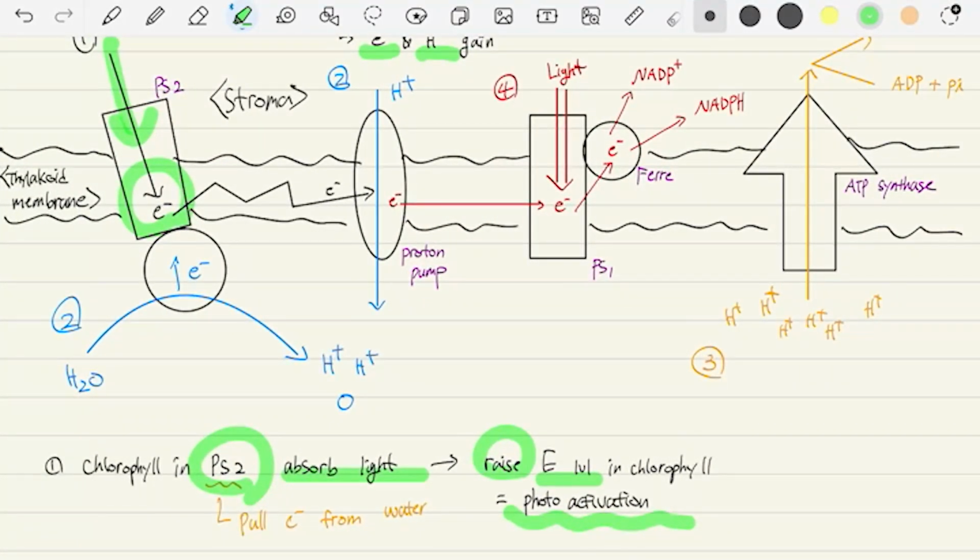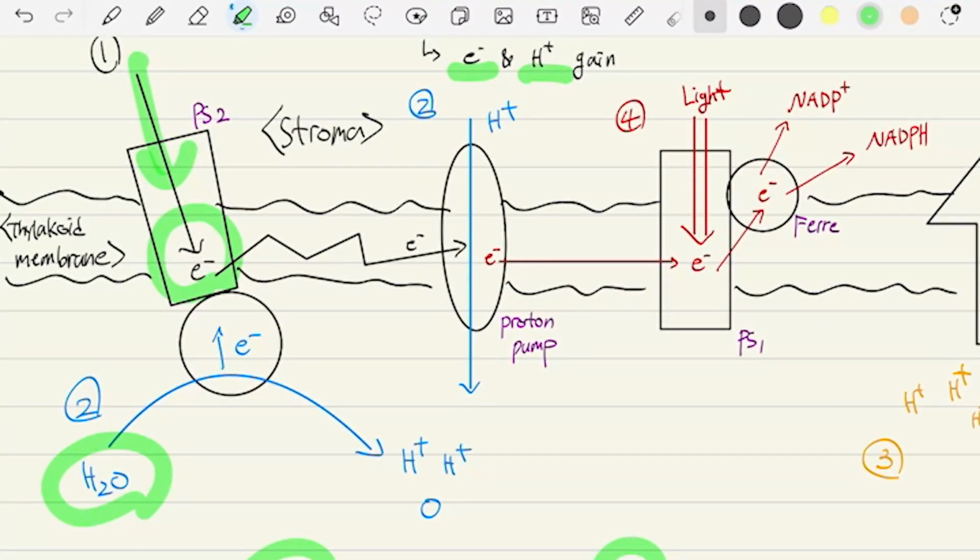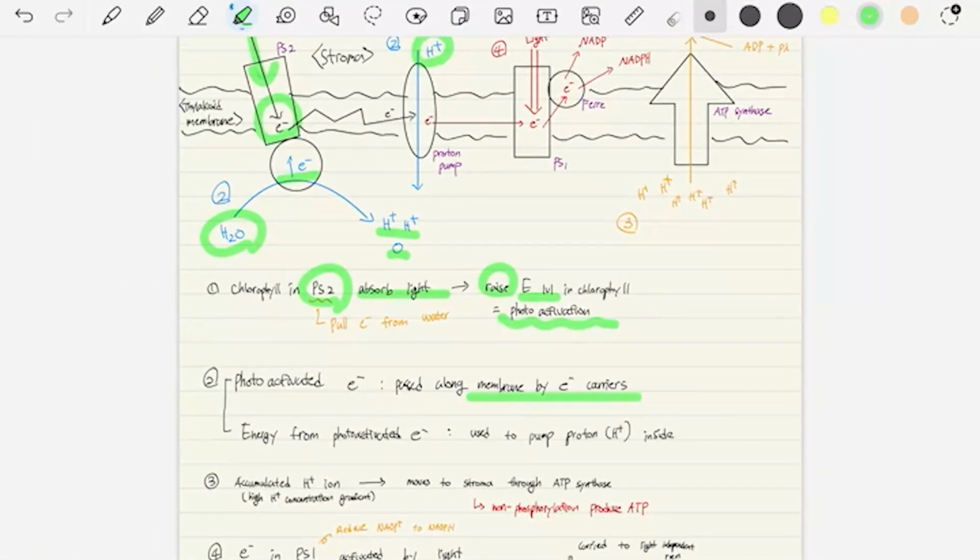So if you look at the blue part, the H2O donates the electron to the photosystem, and it splits into two H plus ions and one oxygen. And in number 2, the hydrogen ions are pumped inside the thylakoid to create a concentration gradient.